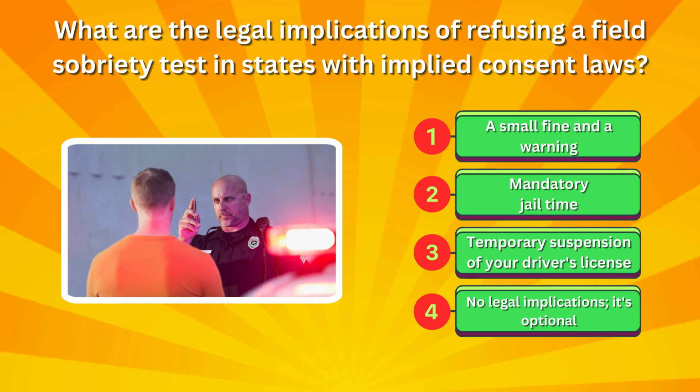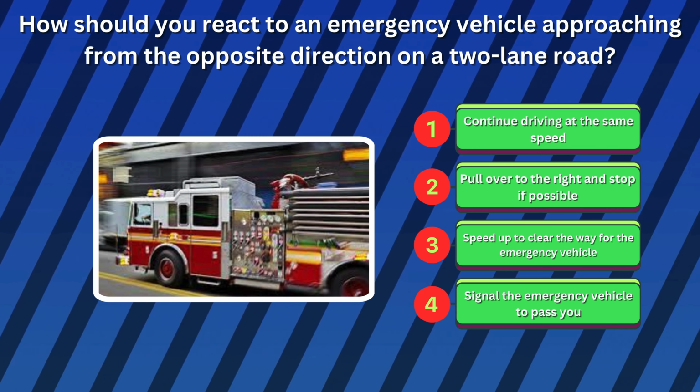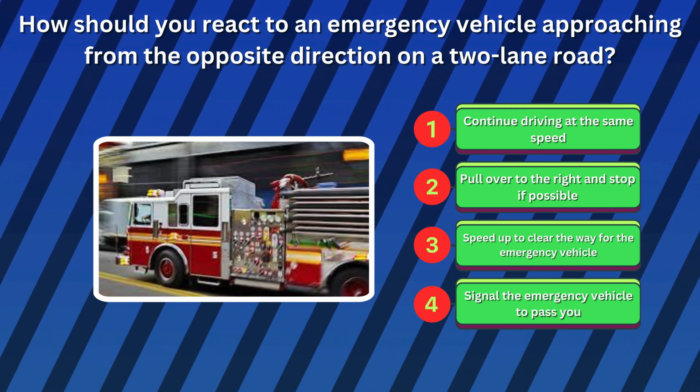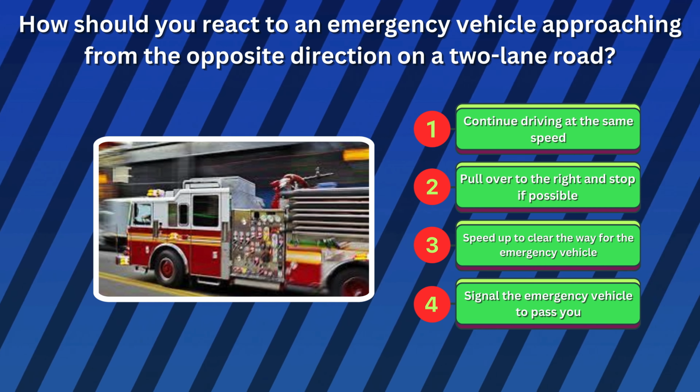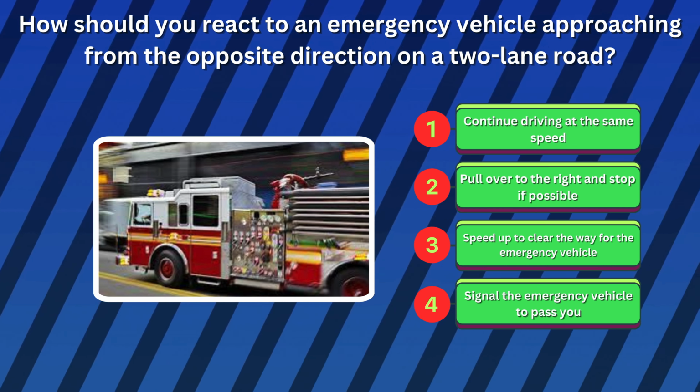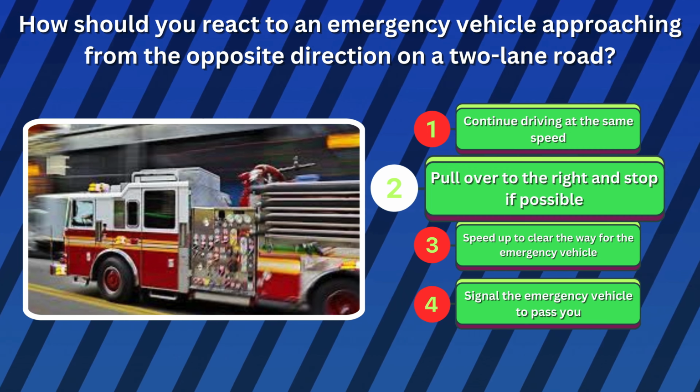How should you react to an emergency vehicle approaching from the opposite direction on a two-lane road? Continue driving at the same speed. Pull over to the right and stop if possible. Speed up to clear the way for the emergency vehicle. Signal the emergency vehicle to pass you. Pull over to the right and stop if possible.